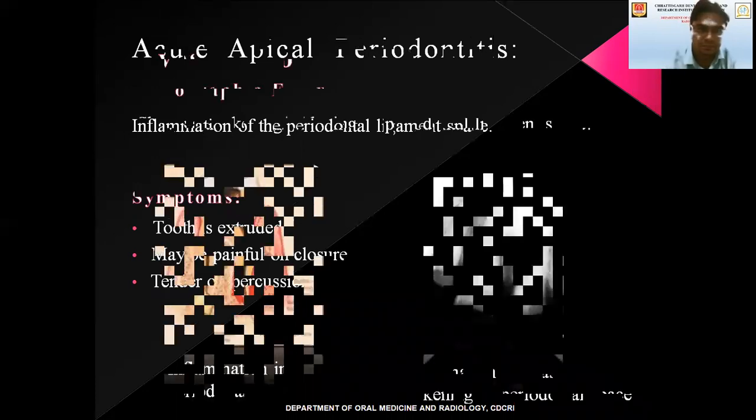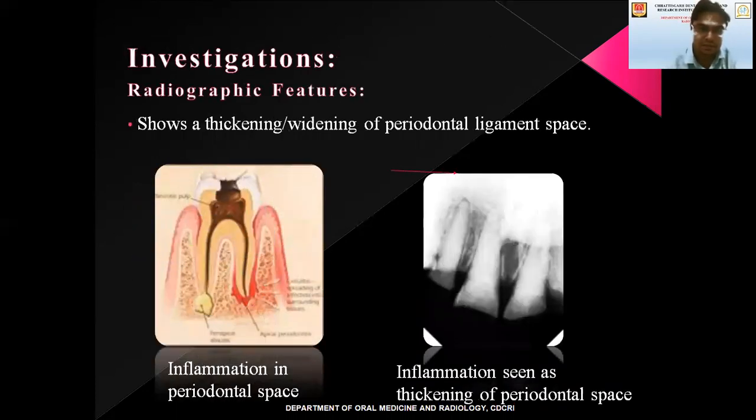Tenderness on percussion is the classical sign of acute apical periodontitis because the infection is in the periapical region. As we can see here, this is a diagrammatic picture showing the hyperemia in the periodontal ligament space. There is inflammation from the pulp, there is loss of enamel and dentine, and infection has gone into the pulp. From the pulp, the inflammation has gone into the periodontal ligament space, and thus we can see inflammatory signs in the periodontal ligament space.